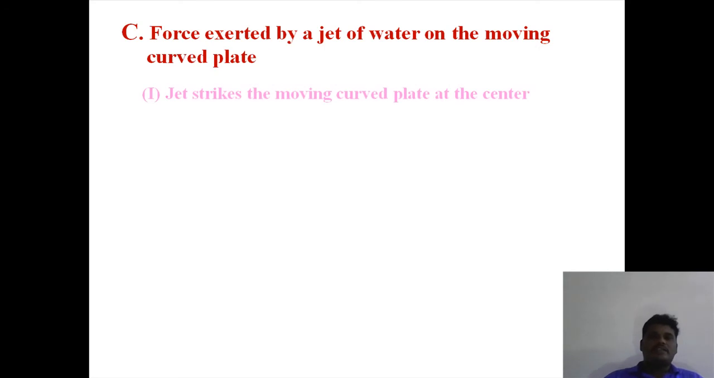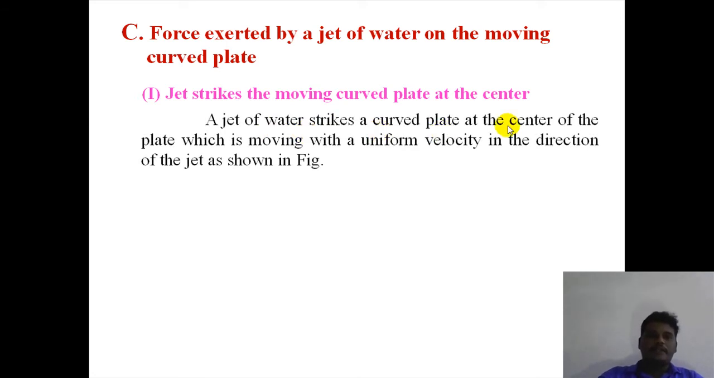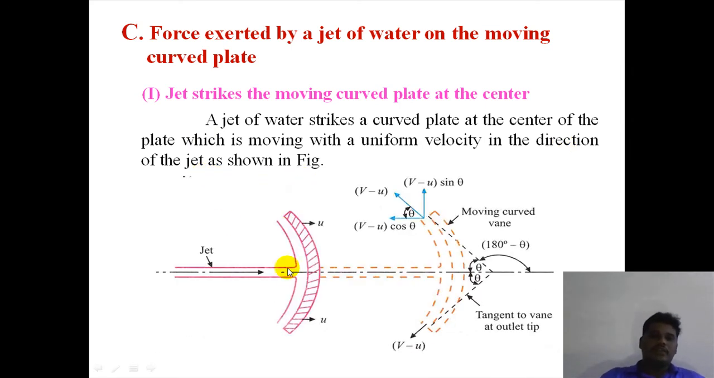First, the force exerted by a jet of water on a moving curved vane. A jet of water strikes a curved plate at the center of the plate, which is moving with a velocity u in the direction of the jet, as shown in the figure. Consider the jet striking the curved vane with a velocity v. The plate is also moving with a velocity u. Now the relative velocity becomes v minus u.